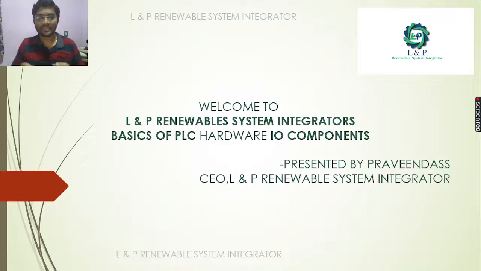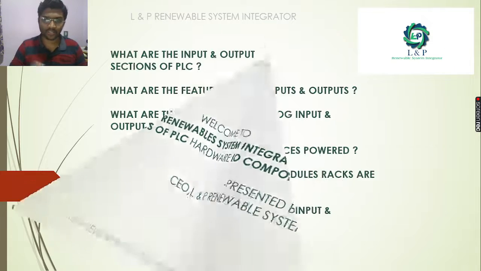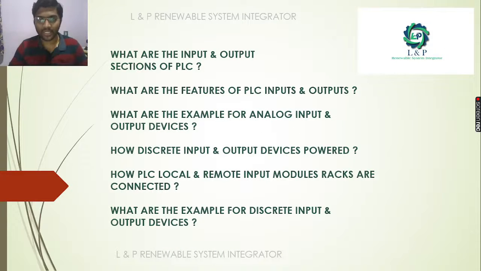Today we are going to see some of the basics of PLC hardware and its IO components. While entering into the topic, let us try to ask some questions to ourselves. What are the input and output sections of the PLC, and what are the features of this PLC? And let's try to know the examples of analog input and output devices.